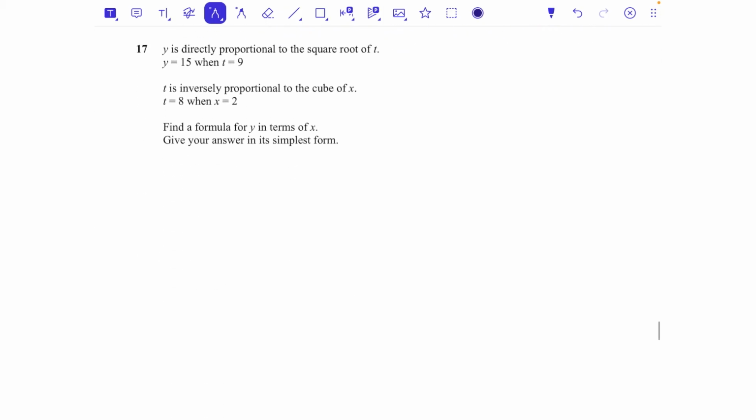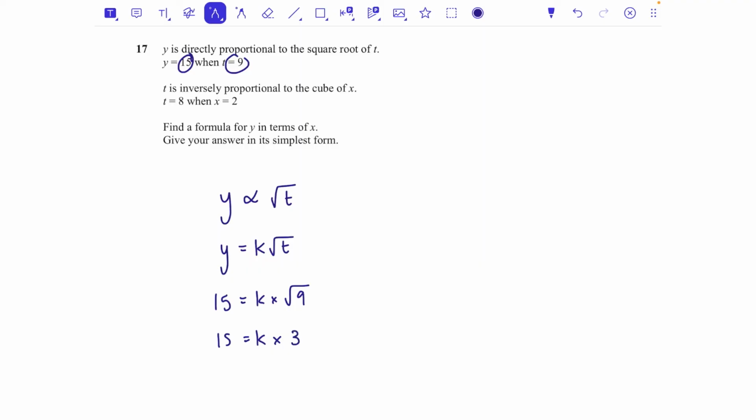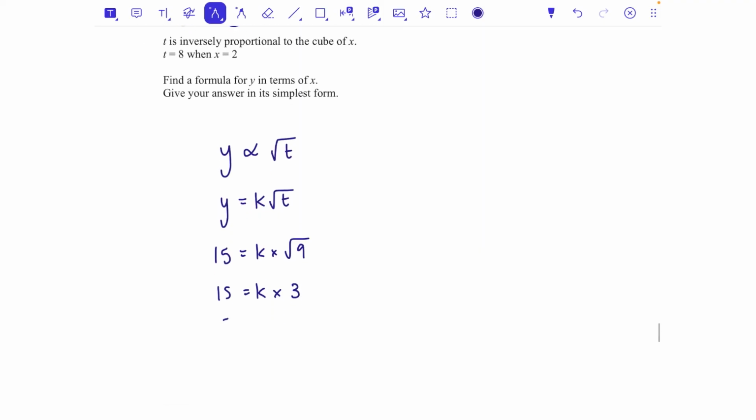Okay, question number 17. Y is directly proportional to the square root of t. When it's directly proportional, we're writing it on a line like that. Can't solve equations with fish in them, so we change it to an equals and a k. Now we're given a pair of values always, so 15 equals k times root 9. 15 is k times 3. Dividing both sides by 3, we get 5 equals k. We then go back to that equation and we now know what k is.